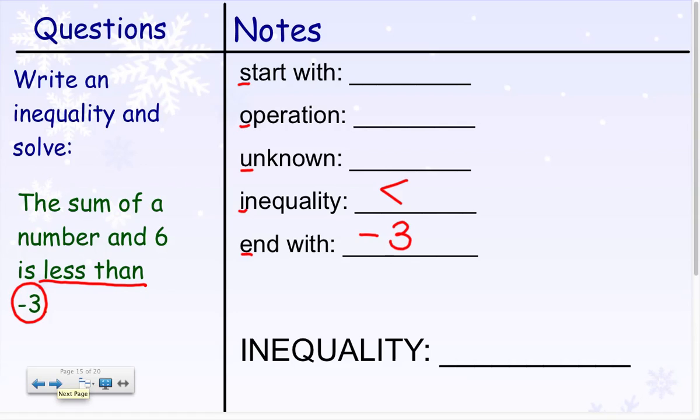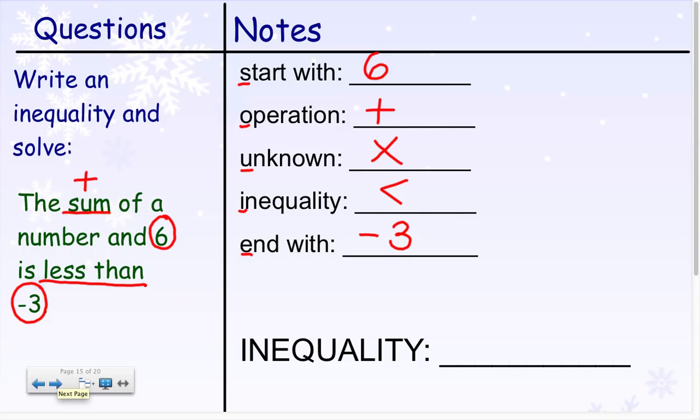My unknown is always a variable. That's what I'm solving for. So I'll always put x there. Then I've just got my start with and operation left. My start with is always also going to be a number, so the other number I'm given is 6. And then my operation, if you look in this problem, where do you see an operation? The word sum, which is adding.